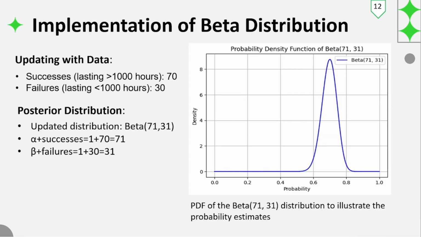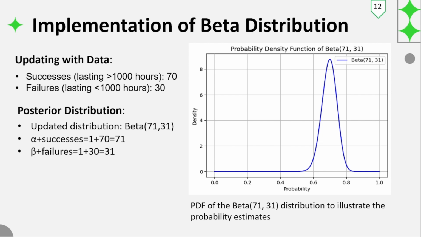But after conducting the experiment, we get the updated data: 70 bulbs lasted more than 1000 hours, and the failures were 30 bulbs that did not last 1000 hours. So while updating, our posterior distribution will be Beta(71, 31), because the 1 is our prior belief. So alpha plus successes is equal to 71, and beta plus failures is equal to 31.